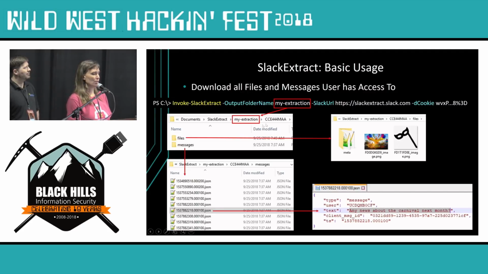So for the files, we look over here, and we see that it has each of the files in there. And then in the messages directory, we have a JSON file, one for every single message in that channel. And the JSON file looks like this in the lower right. It has the type of the message, the user who posted that message, the text of the message, and a timestamp. And the message files themselves are named according to that timestamp. So if you sort by the file name of the messages, you can read messages in time order.